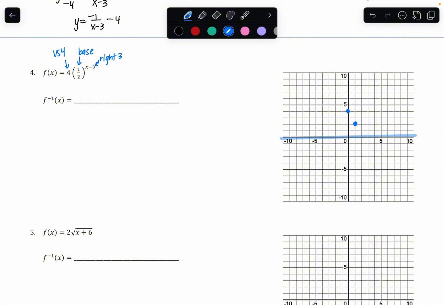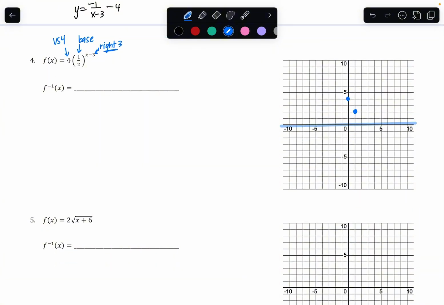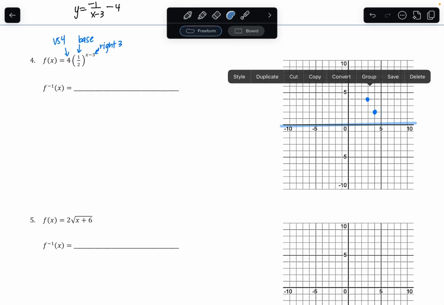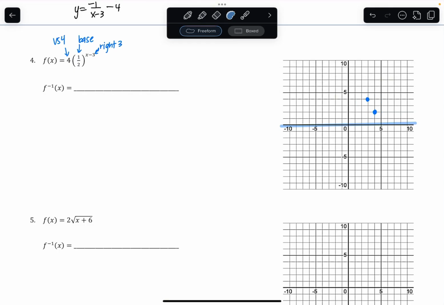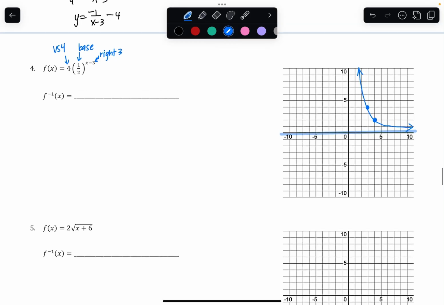And so the last thing we need to do is just shift them right 3, which isn't going to affect the horizontal asymptote. So right, this was here. So right 3 would be 1, 2, 3. The y-intercept is now sitting at 3. Okay, and so this one's actually growing to the left and decaying as we go to the right. Anytime you have a base smaller than 1, it's going to be an exponential decay function.